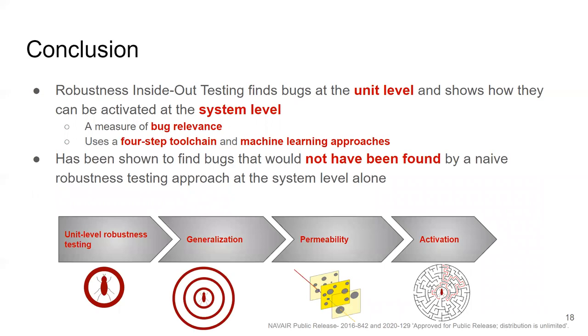With that, let's wrap it up. We presented robustness inside-out testing, which finds bugs at the unit level and shows how they can be activated at the system level. This is a measure of bug relevance and helps teams prioritize bug fixes. Riot uses a four-step automated toolchain and machine learning approaches to achieve this and provides useful outputs at each of its four steps. Our illustrative example on the Husky system shows how Riot can find bugs that would not have been found using a basic robustness testing approach at the system level alone, and is therefore a useful and novel way to test systems. Thank you.